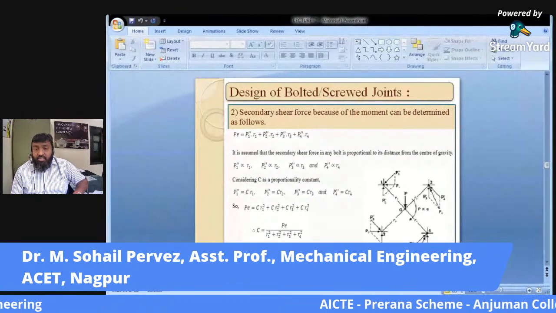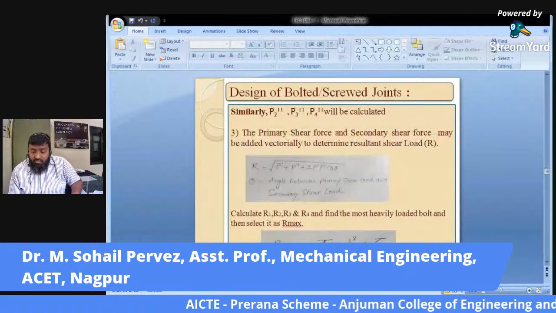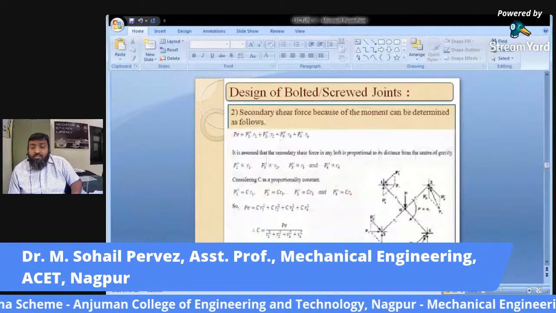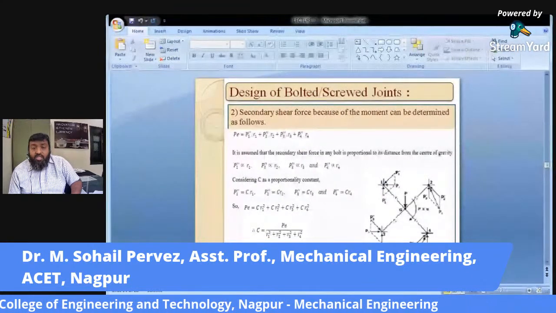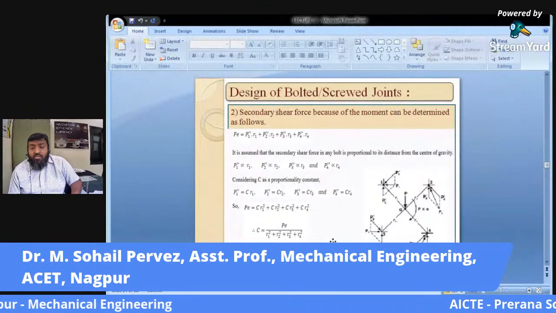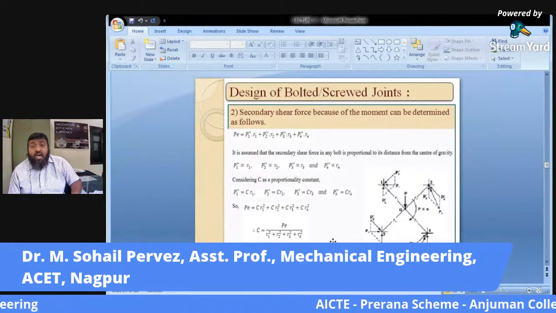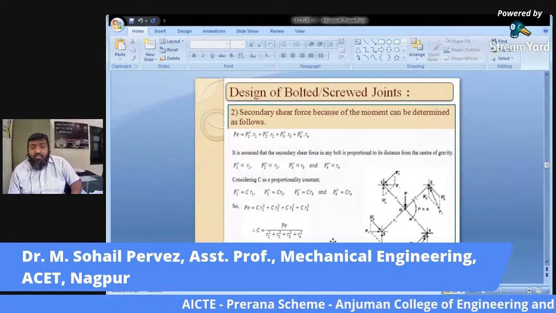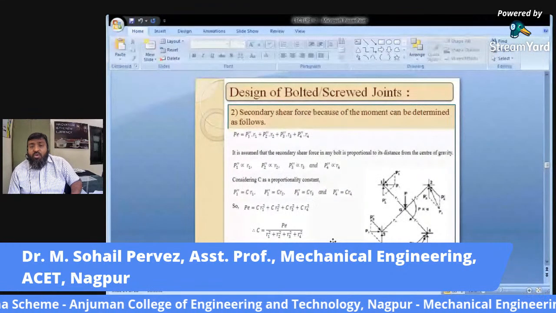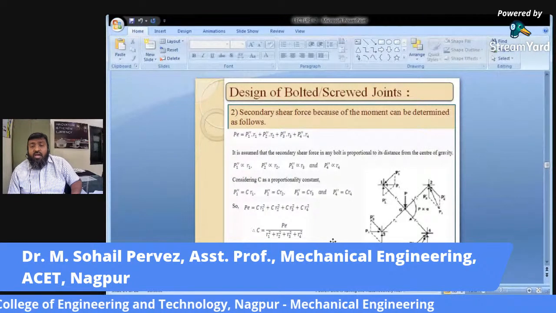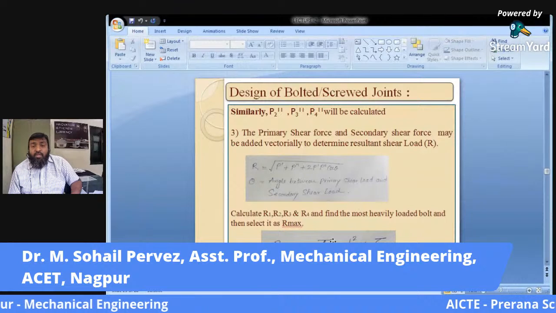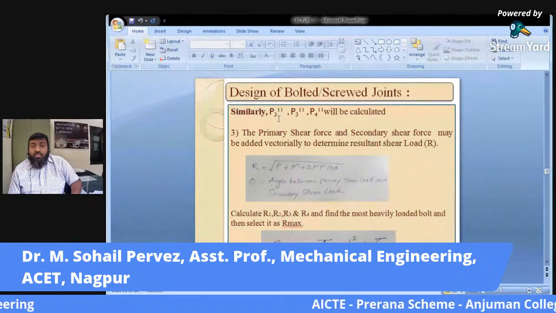I hope you are getting this point. Similarly, for P1 double dash, we will calculate this with respect to R1. If we want to calculate P2 double dash, it is P into E into R2 upon R1 square plus R2 square plus R3 square plus R4 square. It means that for P1 double dash, P2 double dash, P3 double dash and P4 double dash, we have to change only R1, R2, R3 and R4. Now, since we have calculated P1 double dash to P4 double dash, now the resultant.